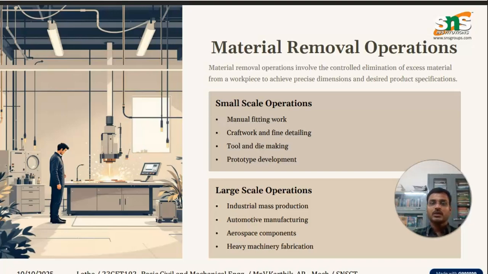Some of the small scale operations we use here are manual fitting work, craft work, and the fine detailing, tool and die making, prototype development. These are all some of the small scale operations we use in the material removal operations. And the large scale operations are industrial mass production, where the automotive manufacturing and aerospace components, heavy machinery fabrications, here we use these large scale operations.